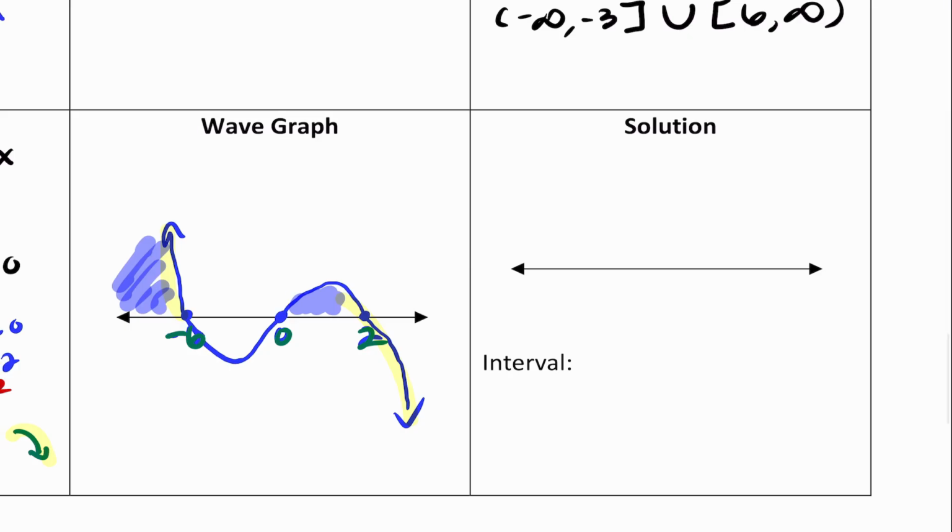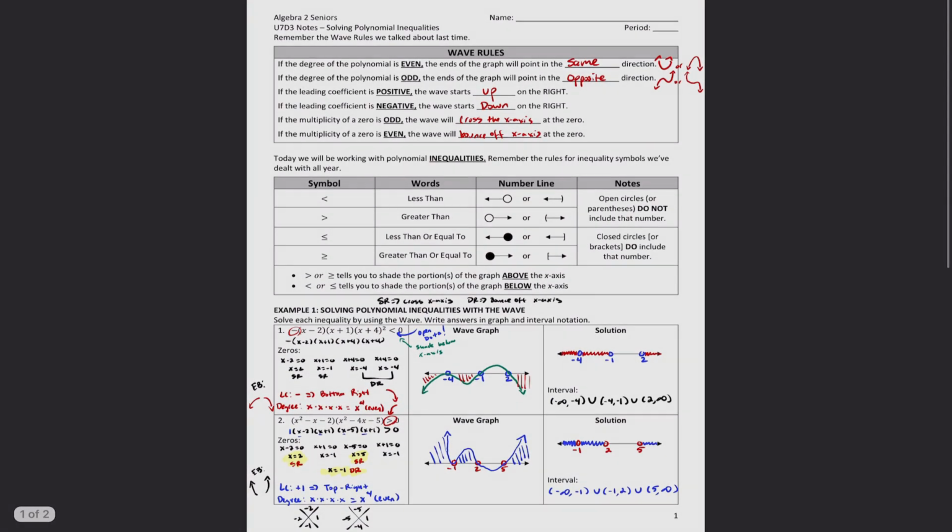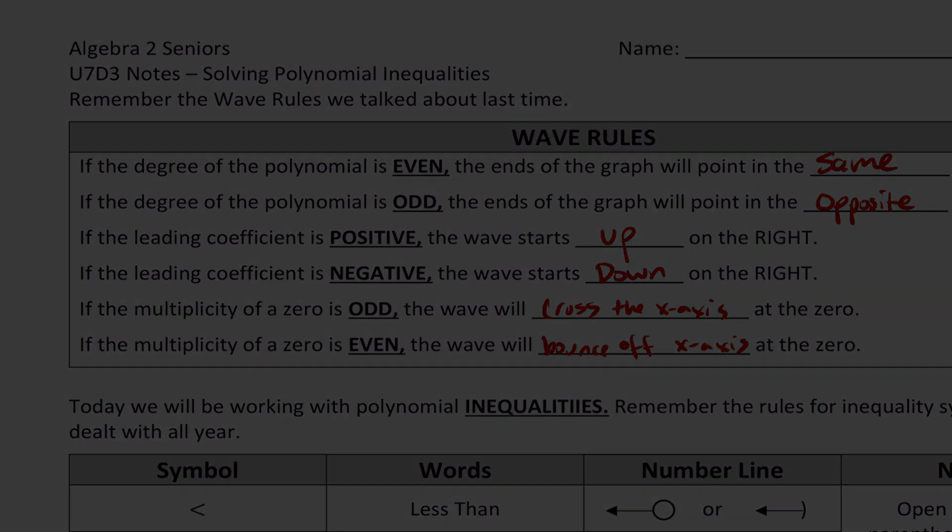Now, our solutions, we have -6, 0, and positive 2. All of these things should be a closed dot. We can see that they're shading to the left of -6. We can see some shading between 0 and 2, and then we should be good. So we have -infinity, comma, -6, square bracket, union, square bracket, 0, comma, 2. All right? So that's solving polynomial inequalities using the wave.